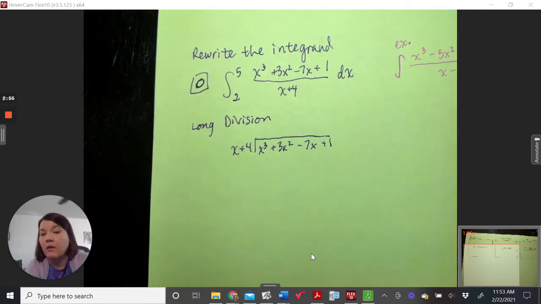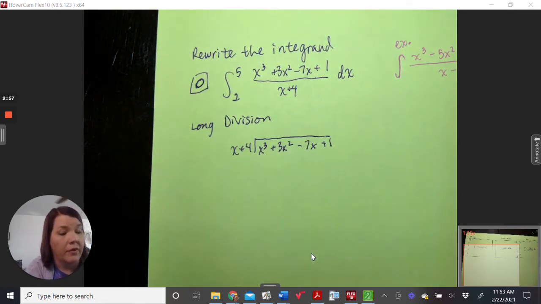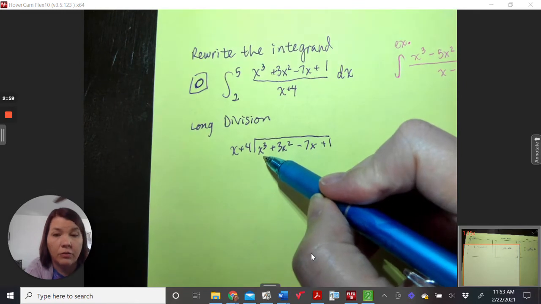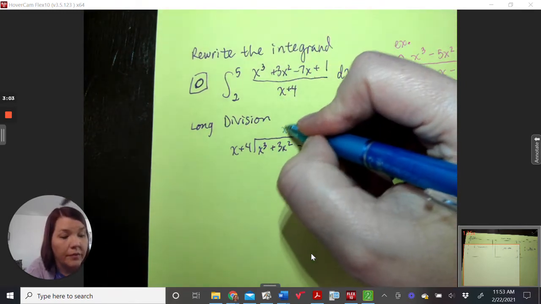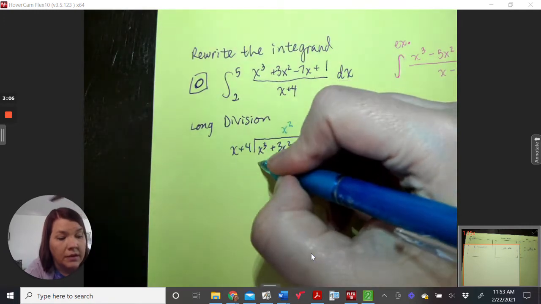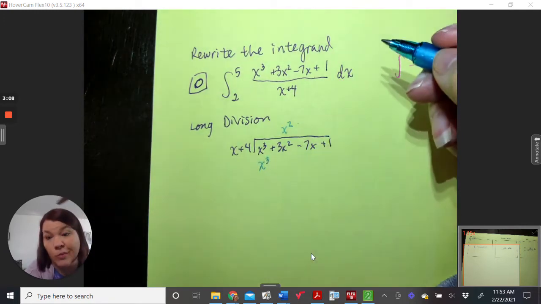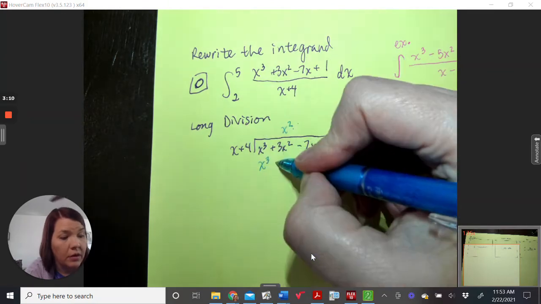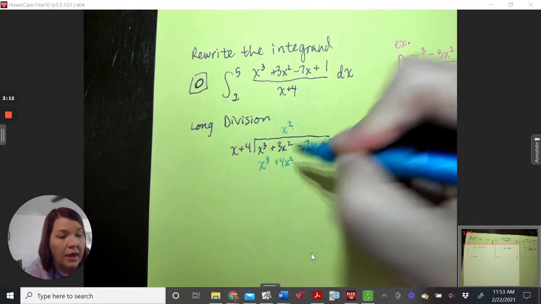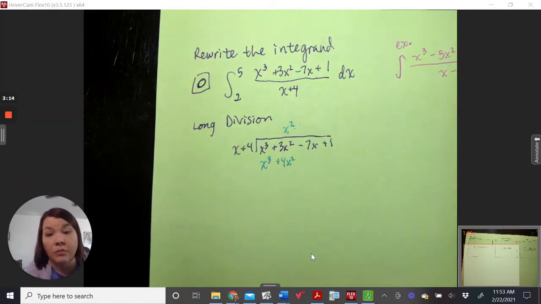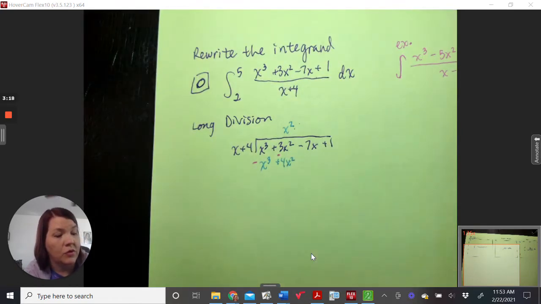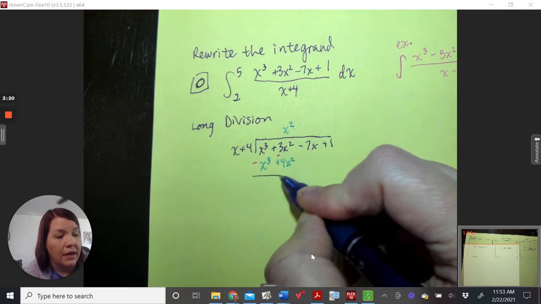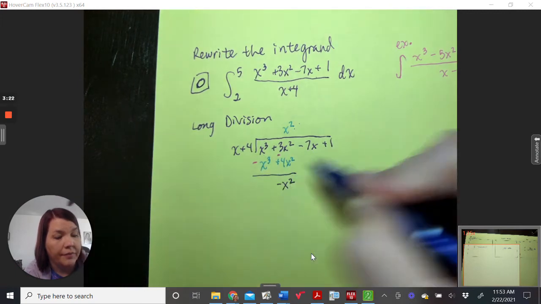So I think to myself, what do I need to multiply x by to make x cubed? And the answer is x squared. X squared times x is x cubed. Good, that's what's supposed to happen. And then x squared times 4 is plus 4x squared. And as we know, we're supposed to then subtract what we got. When I subtract that, I end up with negative x squared. I bring down negative 7x.